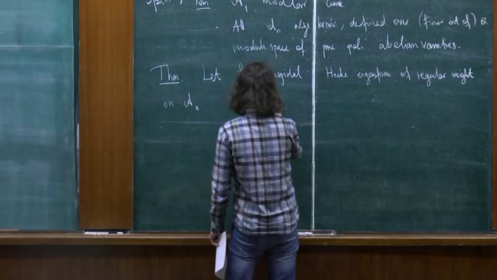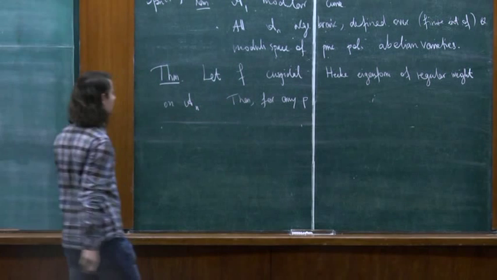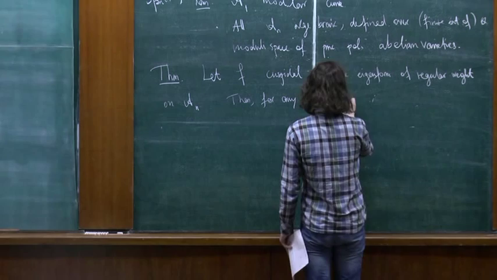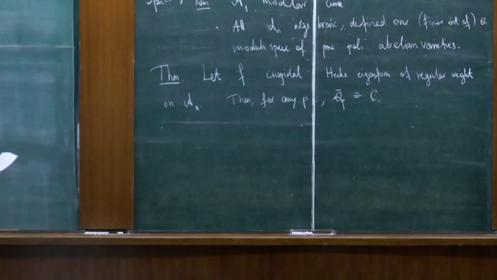So for any, so this is a priori some guy with complex coefficients. But because of this algebraic nature of this moduli space, all the Hecke eigenvalues will actually be algebraic numbers. And I want to consider them as p-adic numbers, so I simply fix an isomorphism between Q_p bar and C.